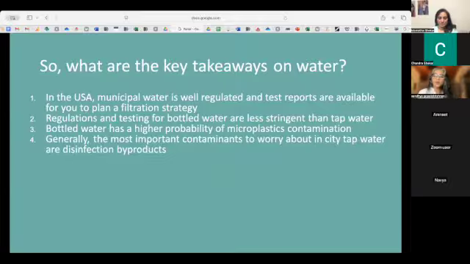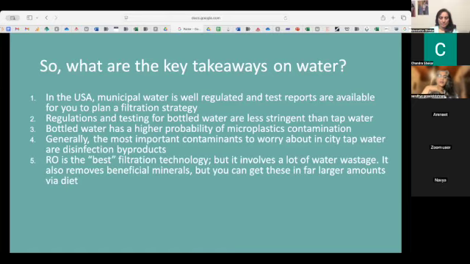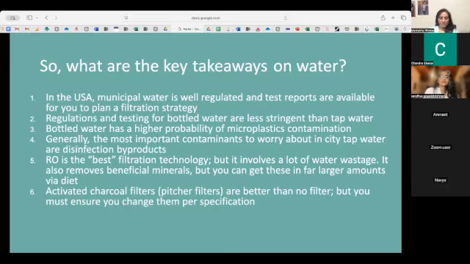Generally, the most important contaminants to worry about in city tap water in the US are disinfection byproducts. I think that's true for any major city, not just in the US. RO, reverse osmosis, is the best filtration technology, but it involves a lot of water wastage. It also removes beneficial minerals, but you can get these in far larger amounts if you eat a balanced diet. Activated charcoal filters or pitcher filters are better than no filter, but you must ensure that you change them per specification. Those were my key takeaways. So I hope that was useful.